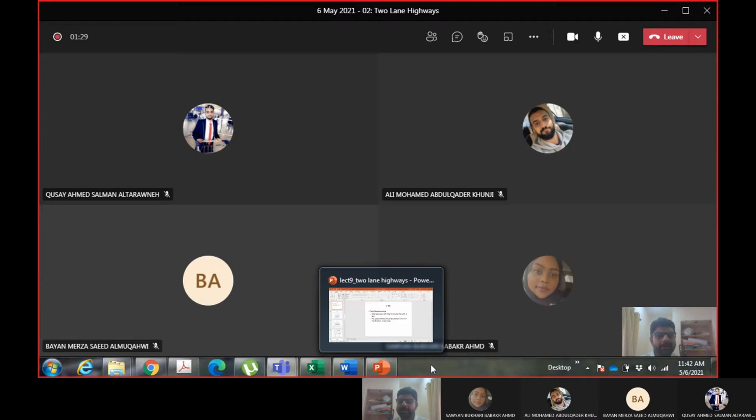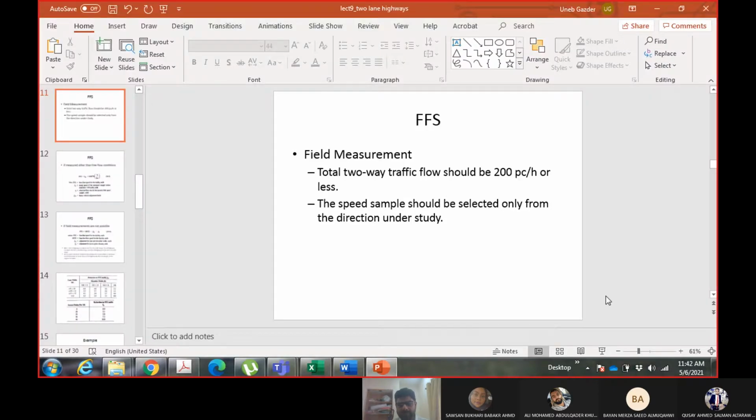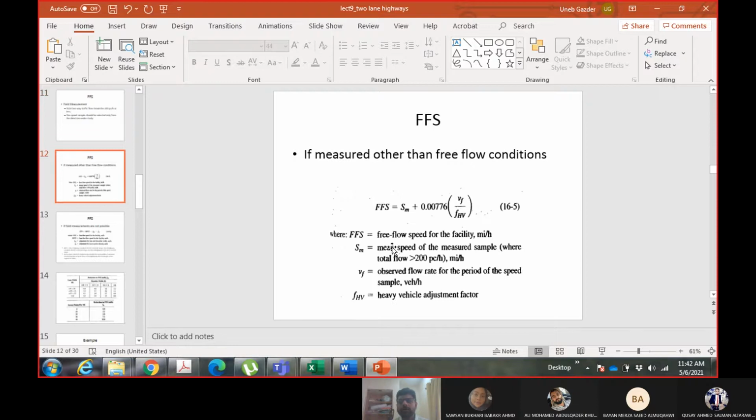What are the free flow conditions for multi-lane highways? When the flow is less than 200 passenger cars per hour for both directions. If you go to the field in this condition and calculate the speed, this will be your free flow speed.